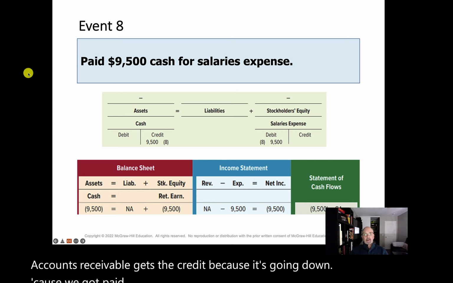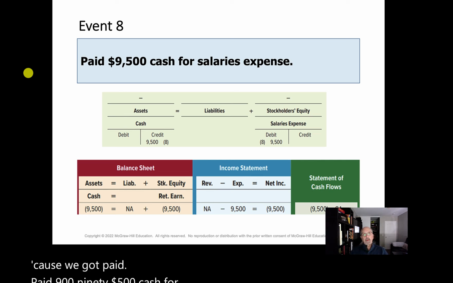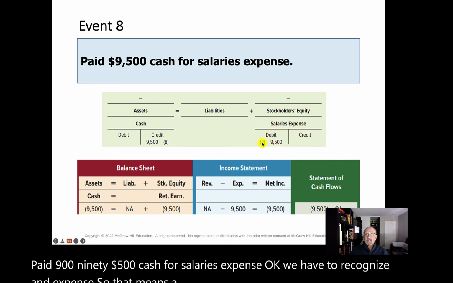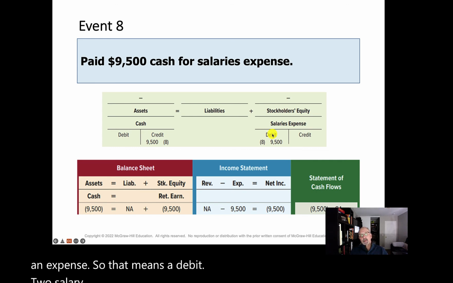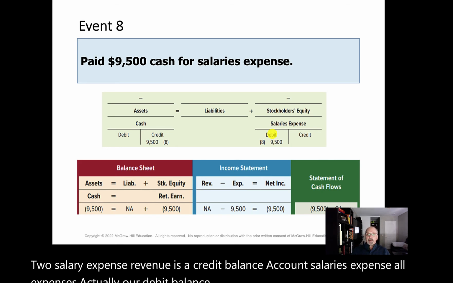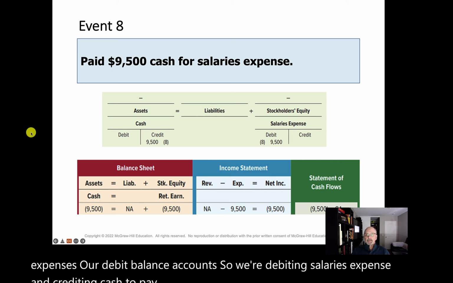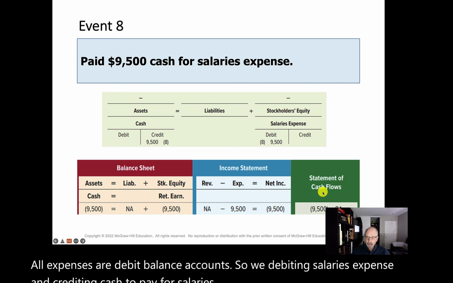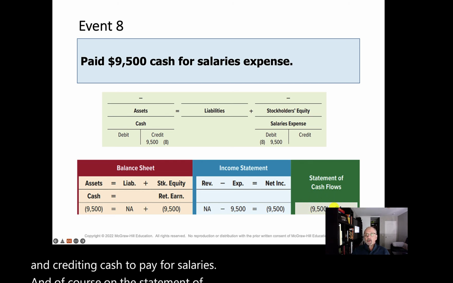Paid $9,500 cash for salaries expense. Okay, we have to recognize an expense. So that means a debit to salary expense. Revenue is a credit balance account. Salaries expense, all expenses actually, are debit balance accounts. So we're debiting salaries expense and crediting cash to pay for salaries. And of course, on the statement of cash flows, we have an outflow of $9,500 for an operating activity.